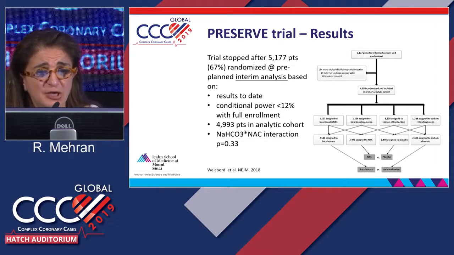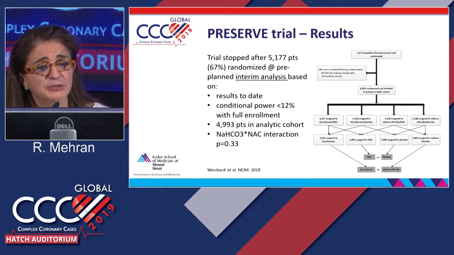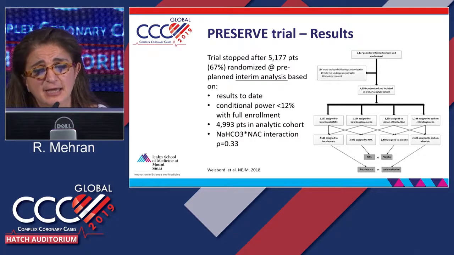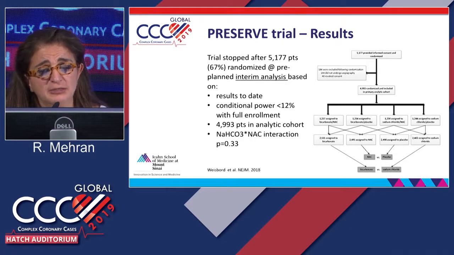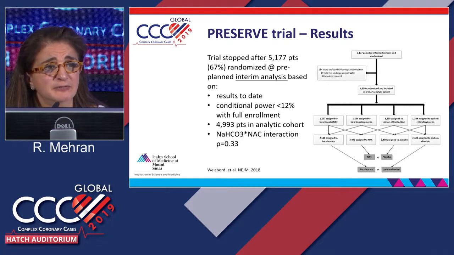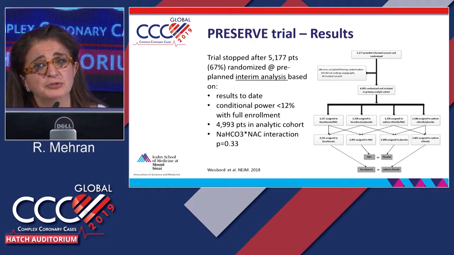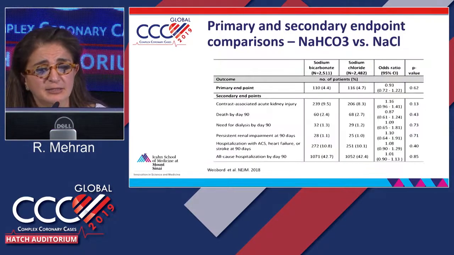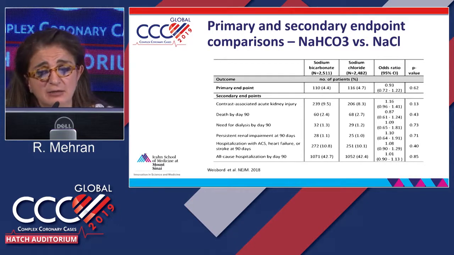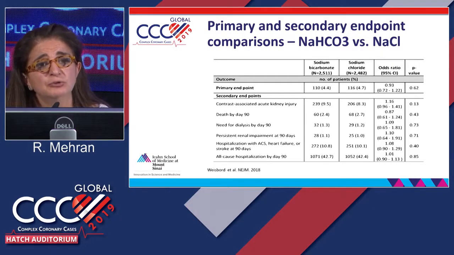5,177 patients, with a very important interim analysis that they did. This was a 2x2 factorial design, N-acetylcysteine versus placebo, bicarbonate versus sodium chloride. And guess what? The primary endpoint was completely negative, but so was every single secondary endpoint. So neither one, sodium bicarbonate nor N-acetylcysteine, works.